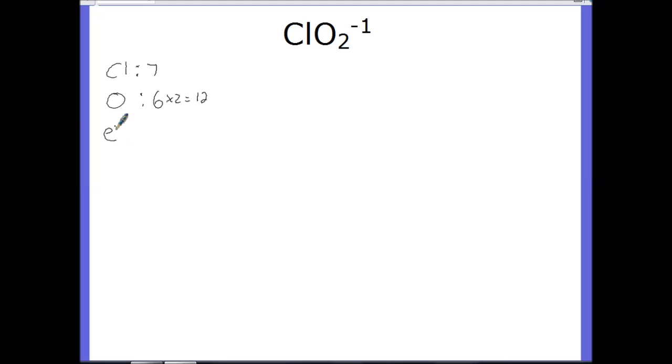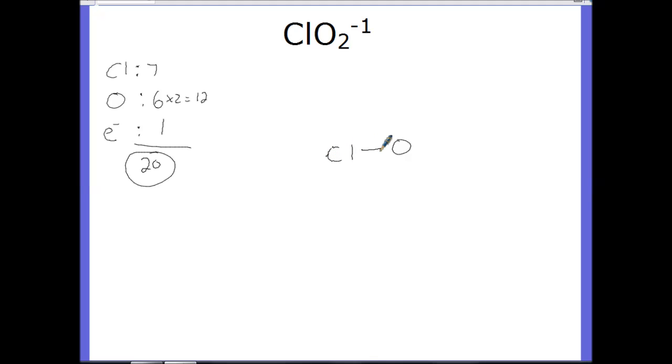And we got 1 electron from the charge right here. So what you need to do is add how many electrons there are. We have 1 electron for the -1 charge, so we add that to the total number. And that gives me 20 valence electrons. Determine the central atom, it's going to be chlorine because there's only 1 of them.